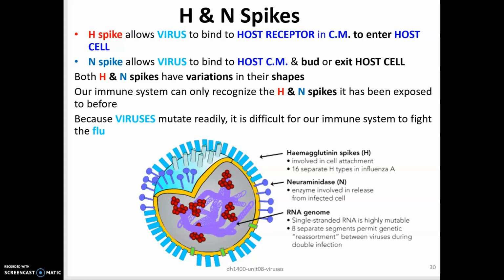So if you look down at the picture here, hemagglutinin spikes, the H, you can have 16 separate H types when we're talking about influenza A. The neuraminidase, the enzyme involved in the cell release. So these two things can change, and that's why when you see H1N1, we're talking about hemagglutinin 1, neuraminidase 1, H2N2, and so on and so forth.